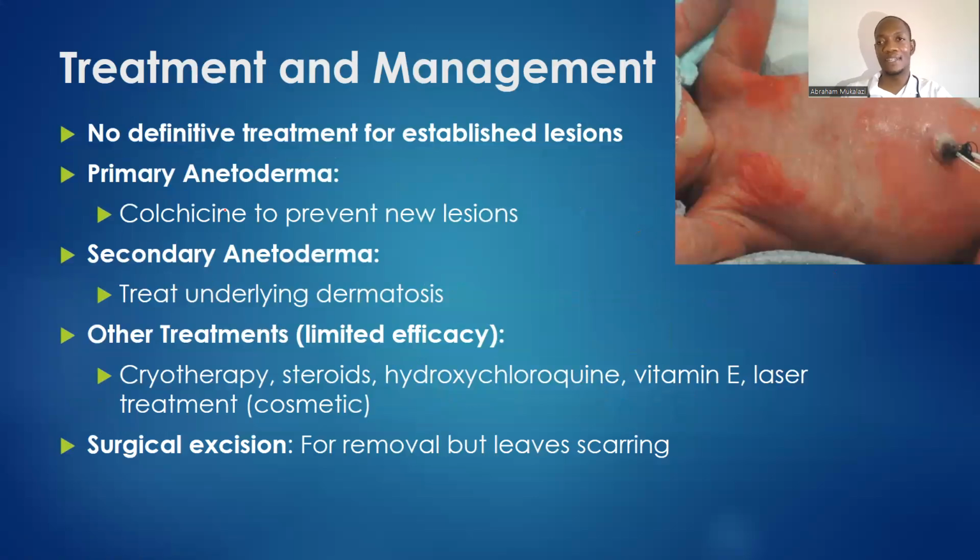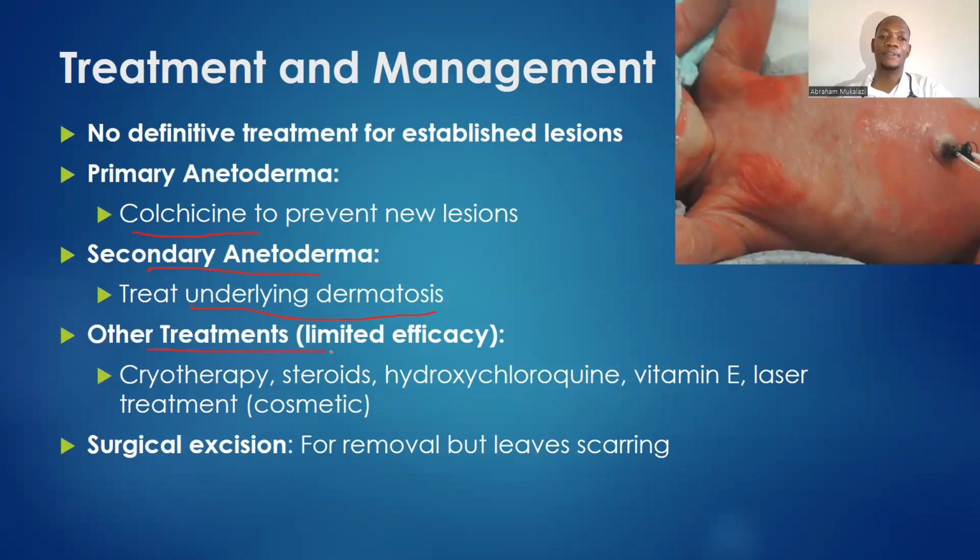So the treatment is a little bit difficult and very hard to manage because we don't have a well-established etiology, and you cannot treat something when you don't know what the cause is. In primary anetoderma, the trial drug is colchicine, which tries to prevent development of new lesions, but it has nothing to do with already established lesions. In secondary anetoderma, you have to treat the underlying dermatosis, if it is varicella or syphilis, so that you prevent progression.